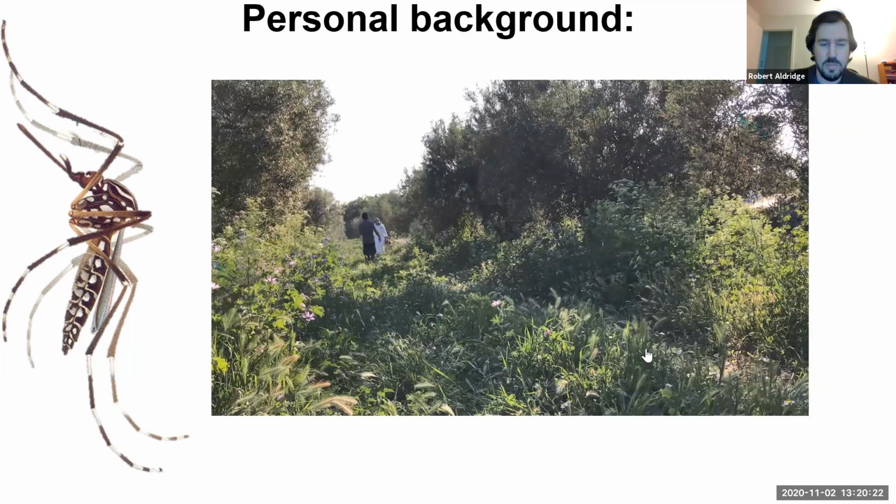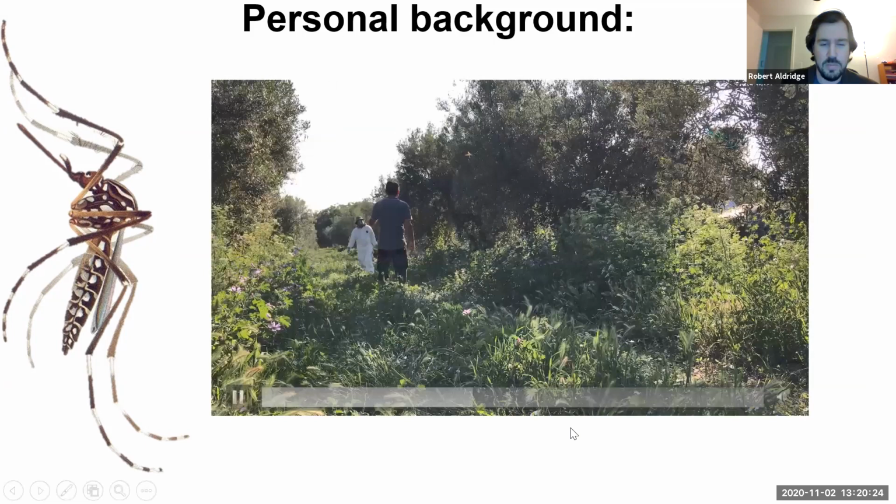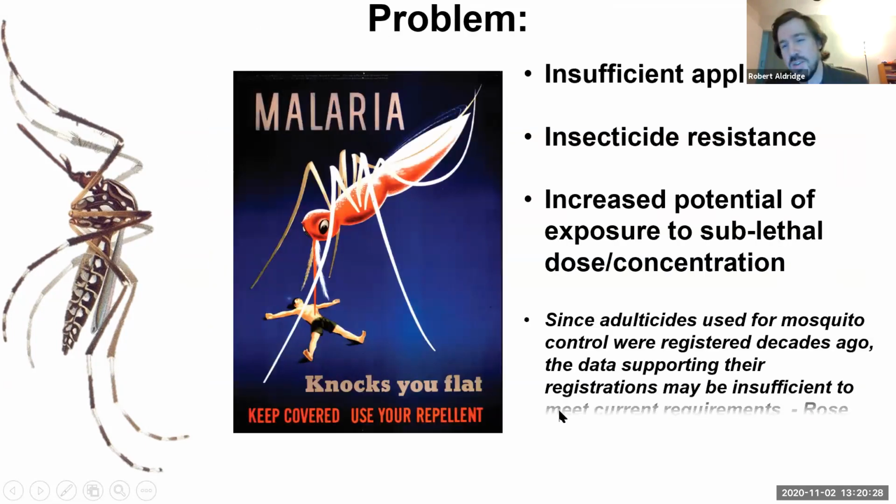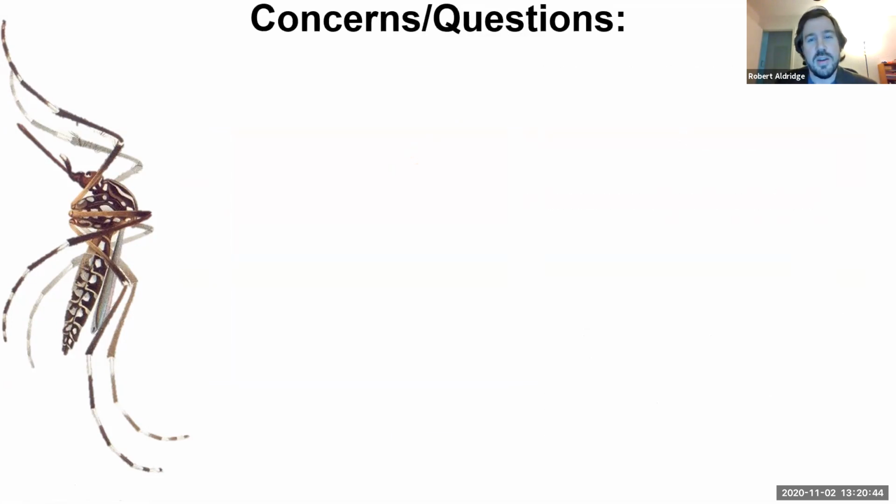Right, so just as I said, insufficient application, insecticide resistance, increased potential of exposure to sublethal dose and concentration. These are all background issues that concern part of the project that I'm interested in. I can't see some of the top of what I'm saying. So here are the questions and concerns that I'm interested in.